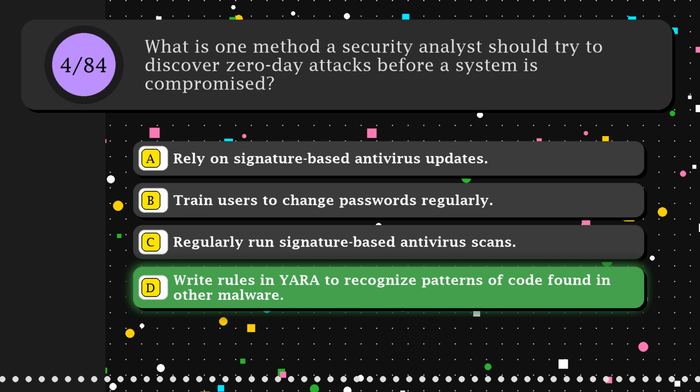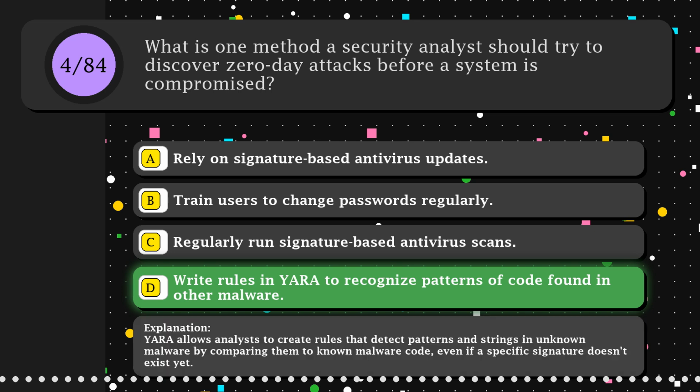The correct answer is option D. Write rules in Yara to recognize patterns of code found in other malware. Yara allows analysts to create rules that detect patterns and strings in unknown malware by comparing them to known malware code, even if a specific signature doesn't exist yet.